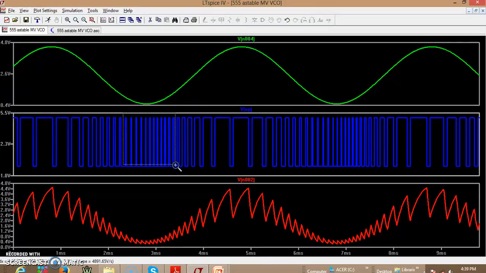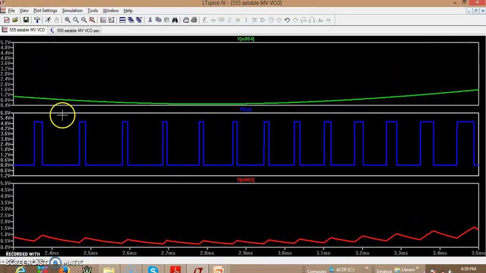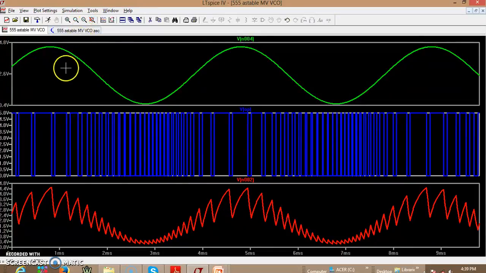Just have a look at this portion. Since the input voltage is going towards 0, the on time has reduced. Now again the on time keeps increasing because the voltage at VTH keeps increasing, meaning the on time of the Astable multivibrator is now decided by the modulating signal connected to the control voltage, which is actually changing the VTH value. So this way we can vary the on time of the square wave.